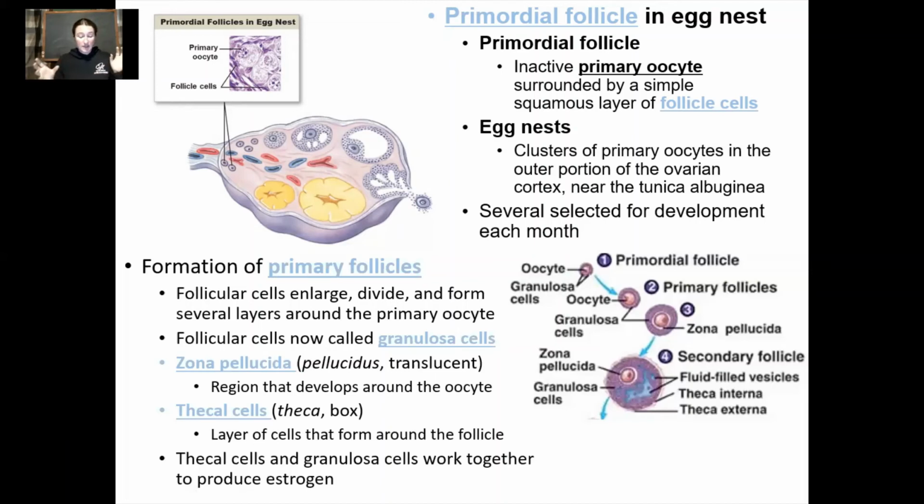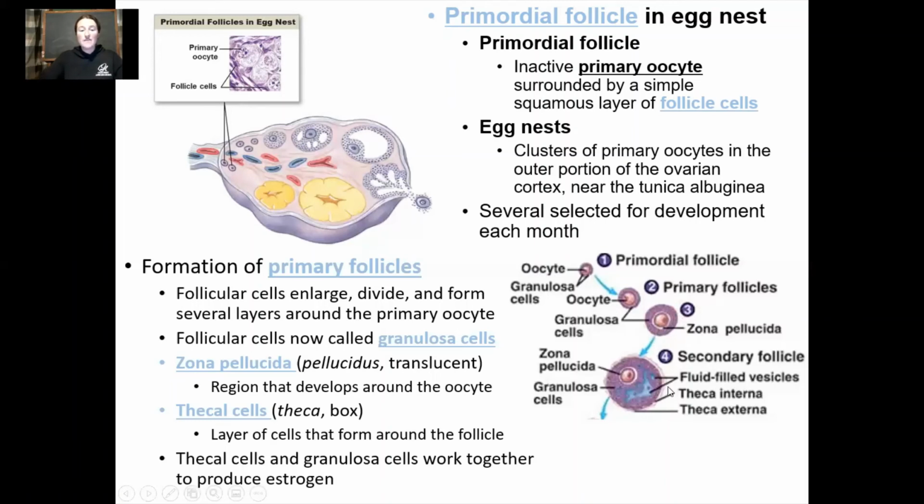Right, just like the nurse cells or Sertoli cells in the testis are going to nurse along the developing sperm, these granulosa cells and thecal cells are responsible for nursing along, regulating, guiding, and growing the oocytes within. And of course, they're going to produce estrogen. So if we look over here, we can see the oocyte, the zona pellucida, and multiple layers of those cuboidal cells, which are called granulosa cells.